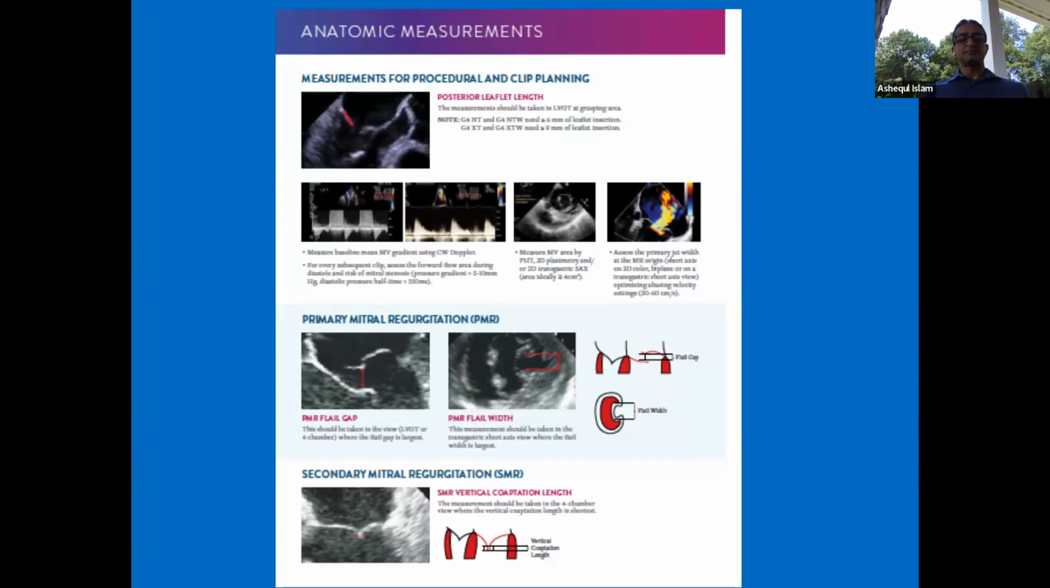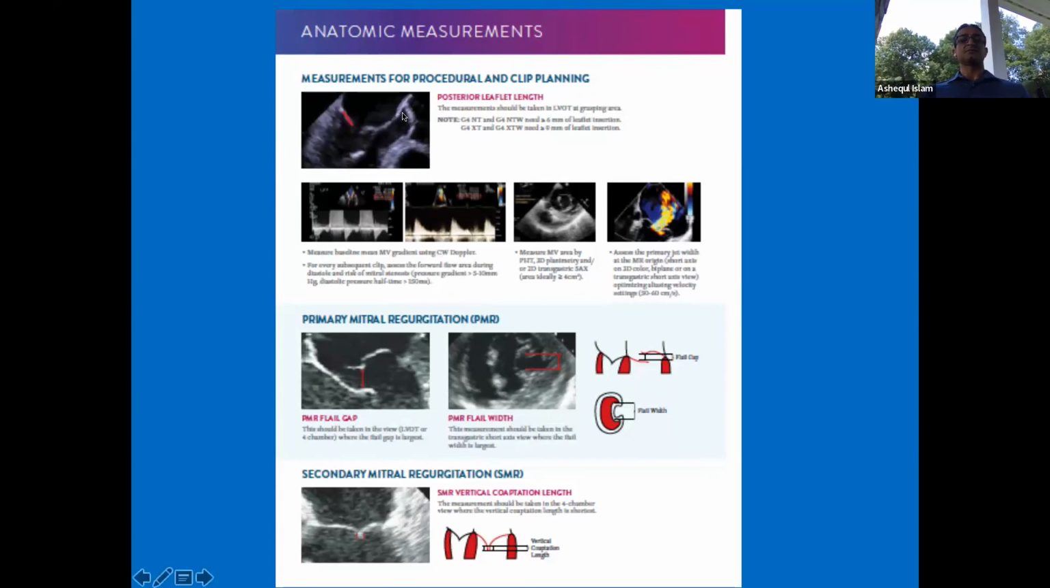So you measure the gap. Flail gap, you can measure it in the LVOT angle, A2, P2. In this example, you're seeing that P2 is prolapsing back in the left atrium. So you measure the gap there. The flail width, usually best measured in the transgastric view, short axis, or bicommissural, whatever you want to call it. In that view, you can measure the flail gap, flail width.